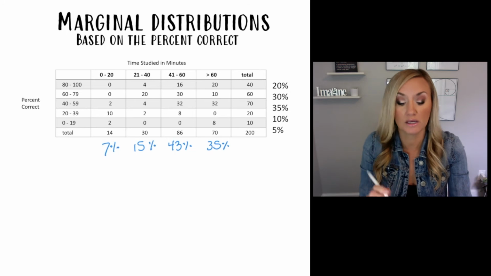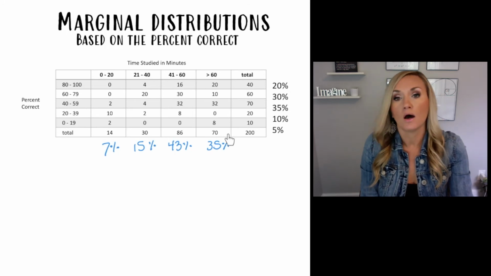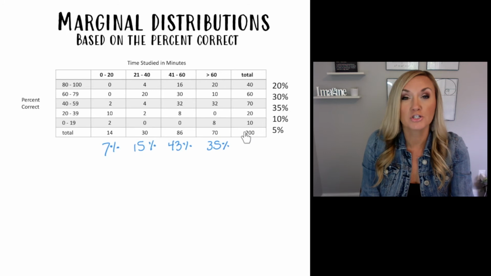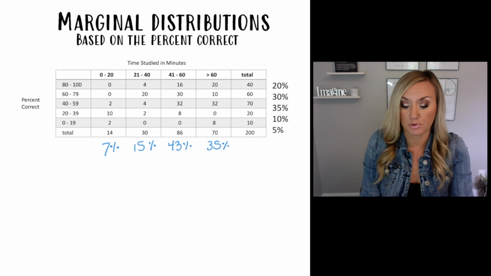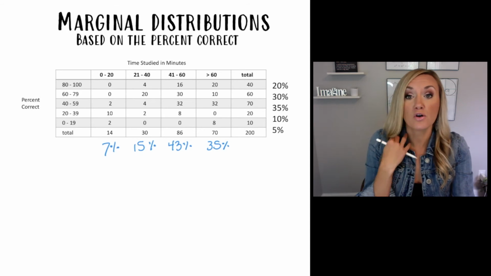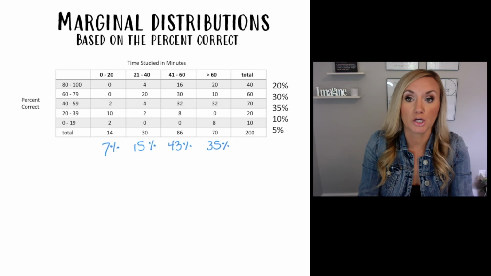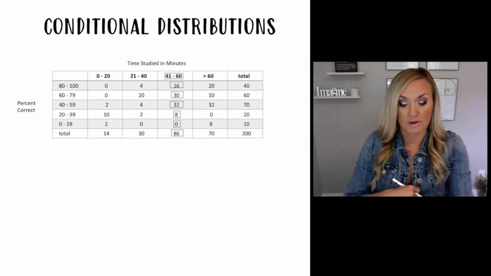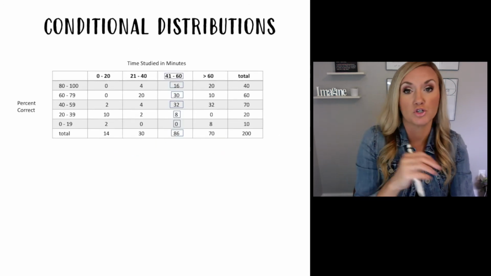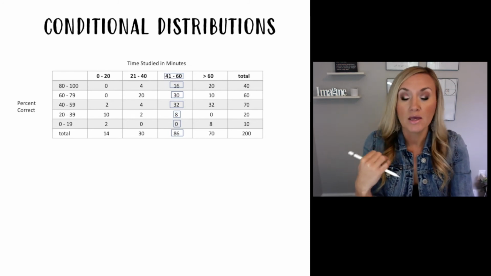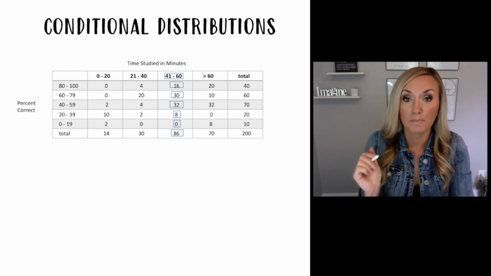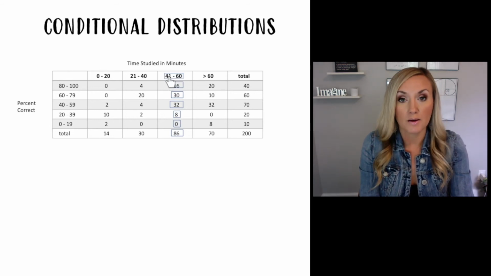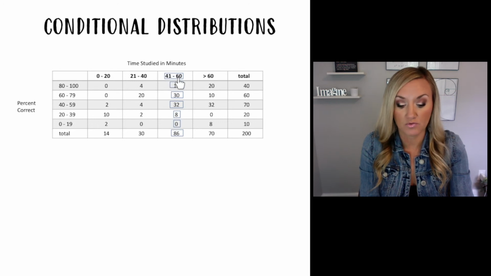Again, you can look at the marginal distribution as points, as listed here, or as percentages. Another way to interpret a two-way table is by looking at a conditional distribution. This is the same exact two-way table, except this time I have a condition that's highlighted. I put a box over students who studied 41 to 60 minutes for the test.